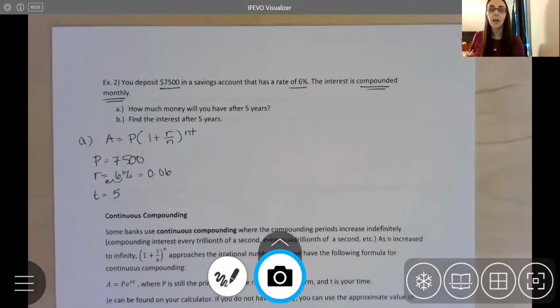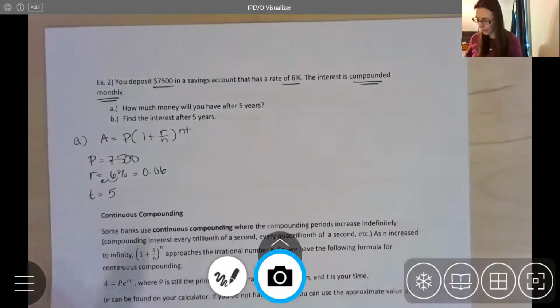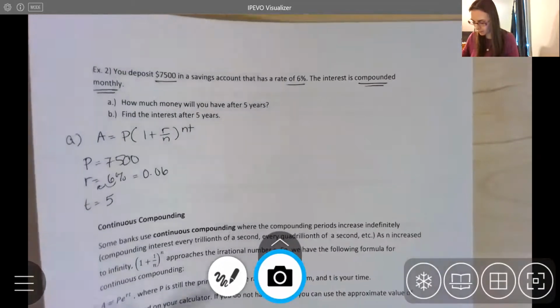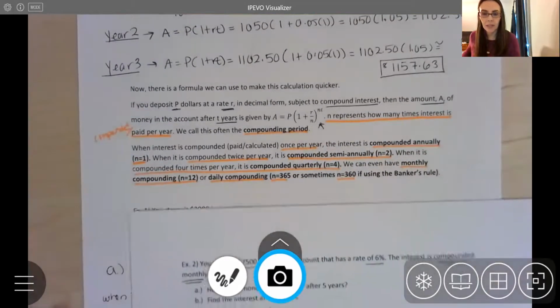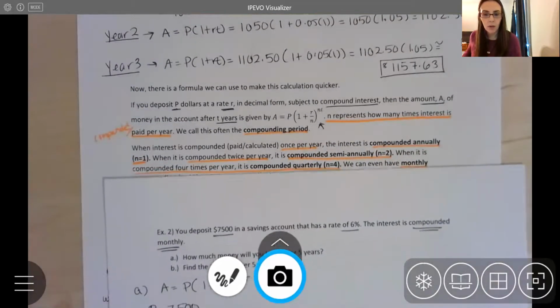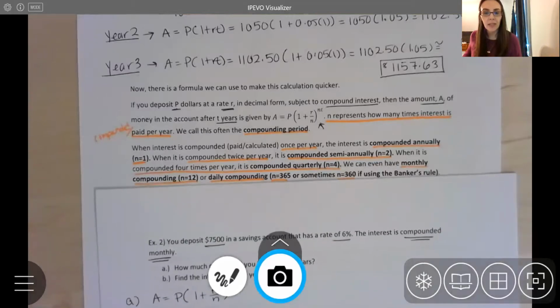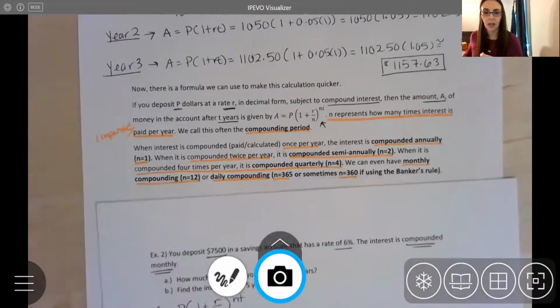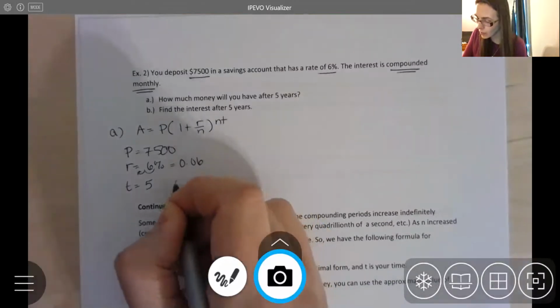Now the last thing is the compounding. So here's the new idea. If it's compounded monthly, so if you forget, go to your page before, and I have the majority of them listed here for you, the most common ones. If it's monthly, it says N is 12. Basically, how many times a year do you do this calculation? If you're doing it monthly, you're doing it 12 times a year. So our N is 12.